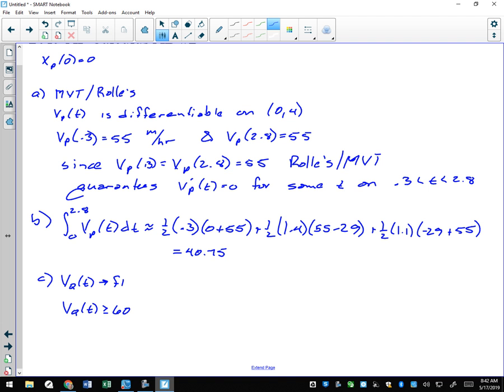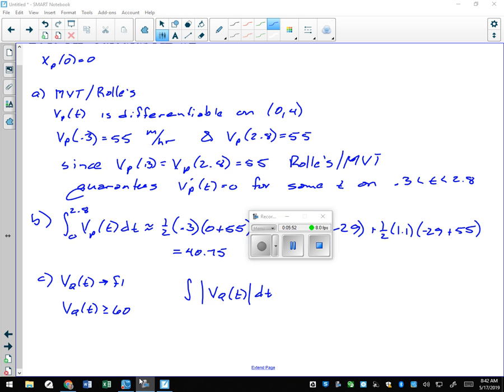I will graph the function y equals 60 in f2. Find the distance traveled on that interval. So the distance traveled would be the area under the absolute value of that function, so we'll find the two time intervals. I'm going to go to my calculator now.